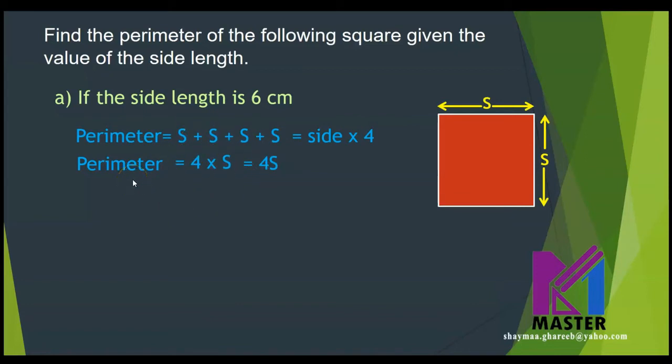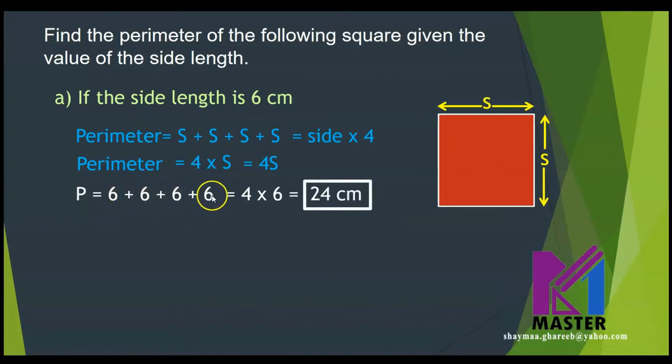So now S equals 6. To find the perimeter, I will add 6 plus 6 plus 6 plus 6, or I will multiply 6 by 4 because I have 4 equal sides, and this is only for the square because all the sides are equal. So I can multiply the side by 4. So the answer will be 24, and don't forget the unit, we said centimeters.